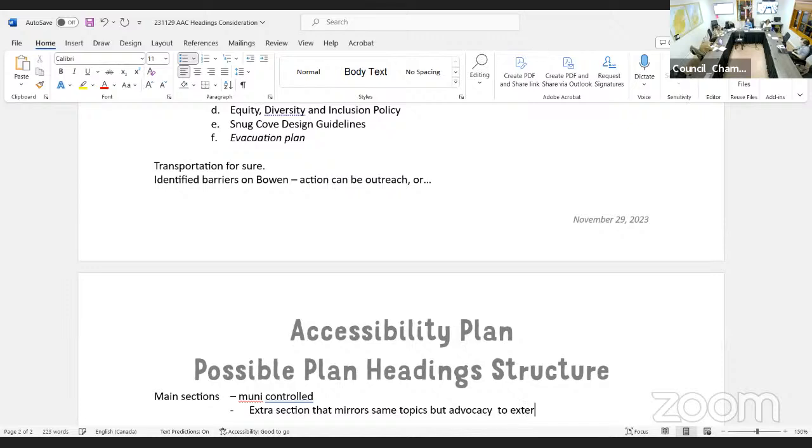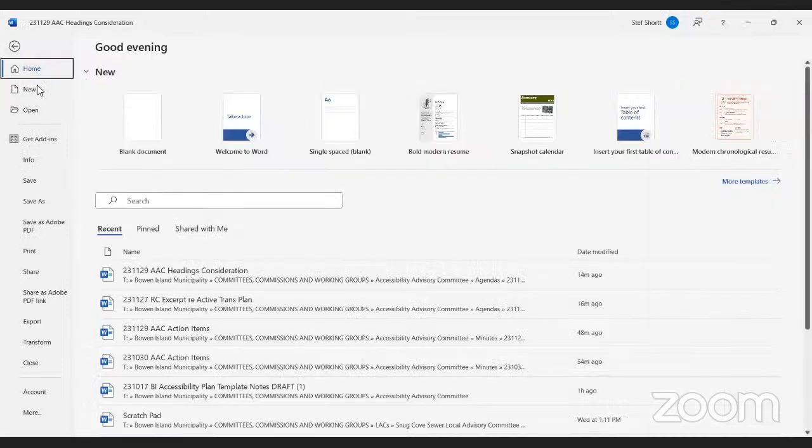So those would be things that are on the island and that the citizens have an interest in, but the municipality can advocate for, but it can't actually control. Does that work for you, Daniel?